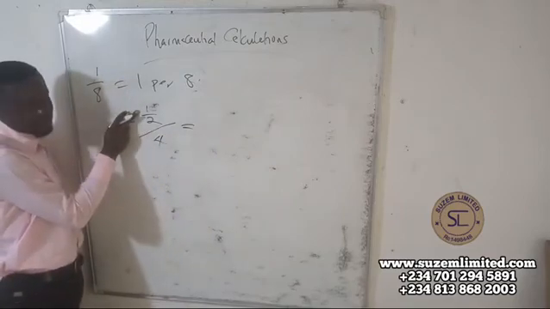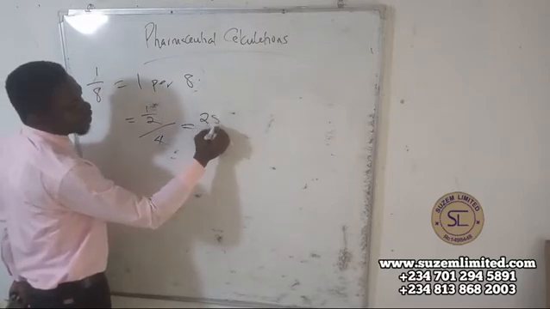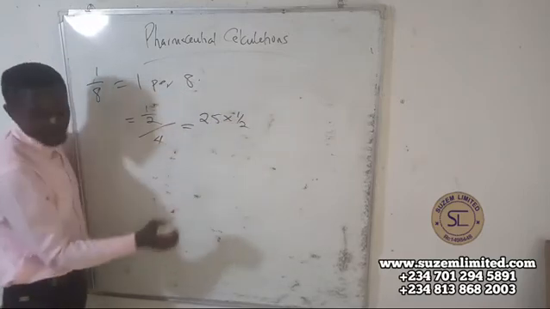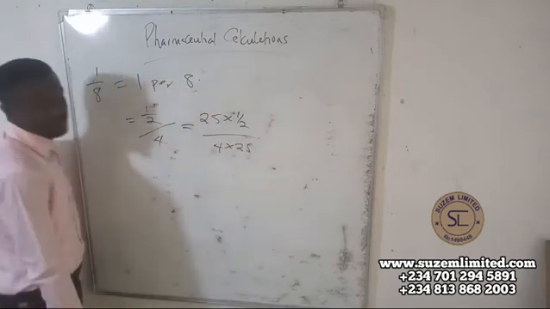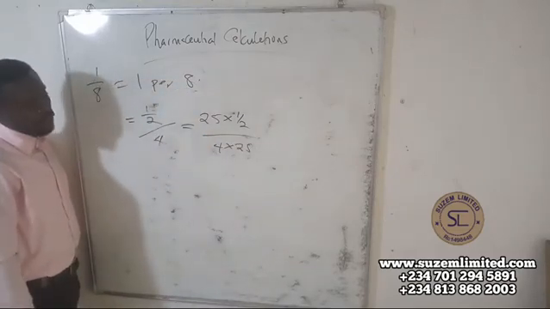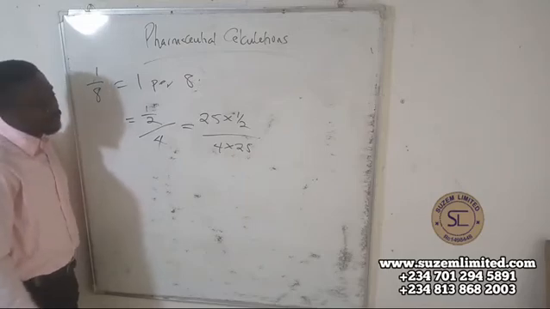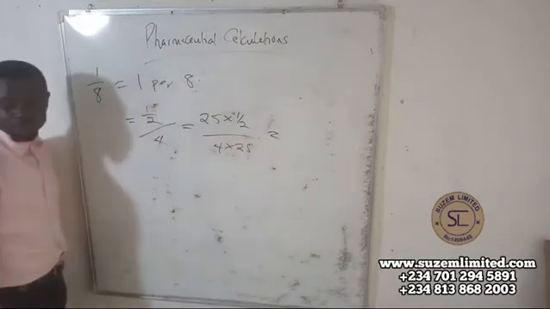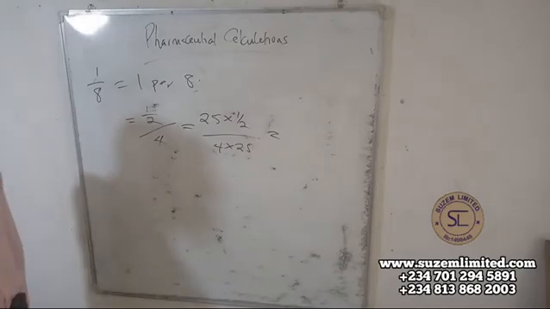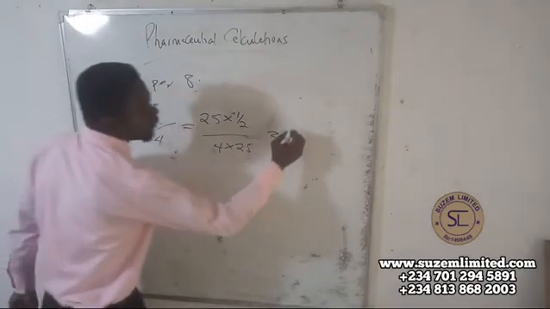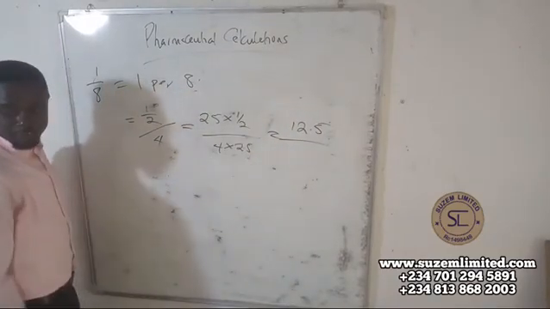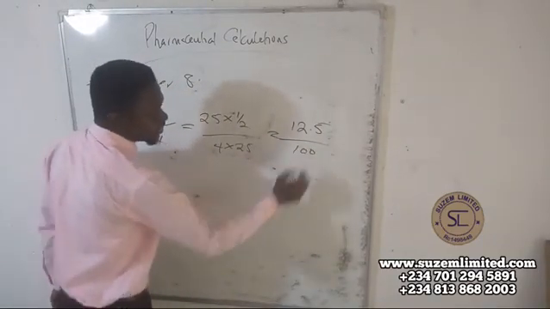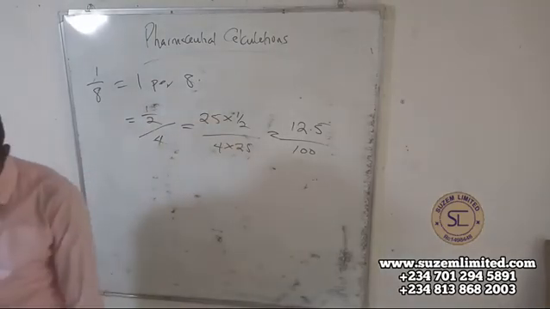Multiply this by 25. It will give you 25 times half, all over 100, because 4 times 25 is 100. We are multiplying both the numerator and the denominator by 25. Multiplying 25 by half gives 12.5, and 4 multiplied by 25 gives 100. So we have gotten 12.5 over 100.